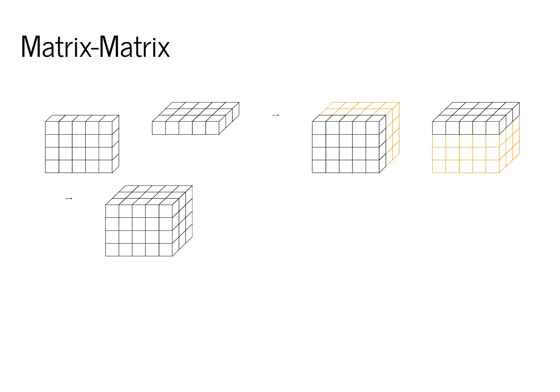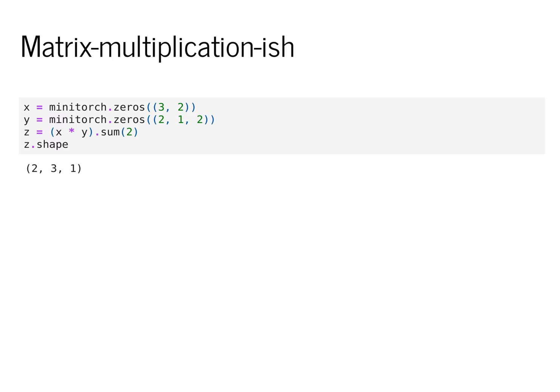Remember, it's depth, row, columns. When we zip them together, we are making 3 copies of the first tensor, as shown by the yellow line, and making 4 copies of the second tensor. Remember, these don't actually get created in memory. Writing this down in MiniTorch code, this is like creating a 3 by 2 matrix as well as a 2 by 1 by 2 tensor. We can then broadcast these together through multiplication. This gives us a 3 by 2 by 2 tensor.